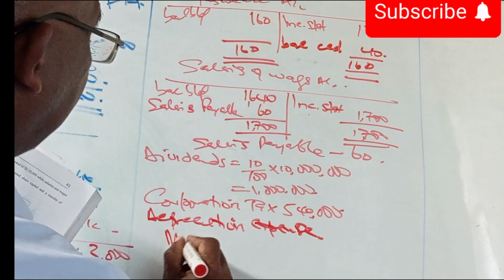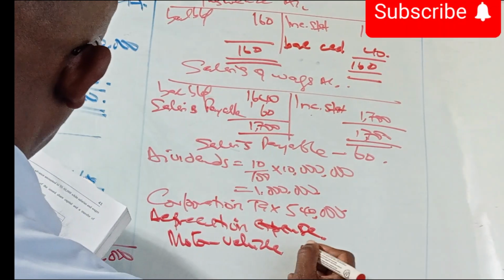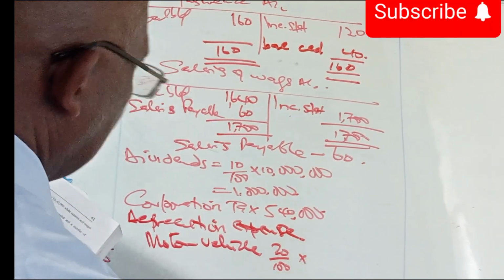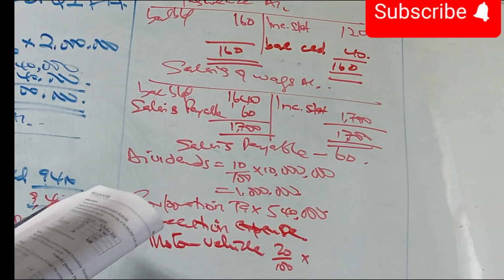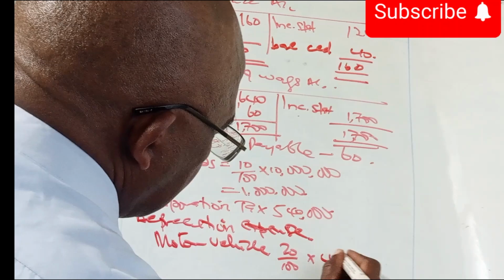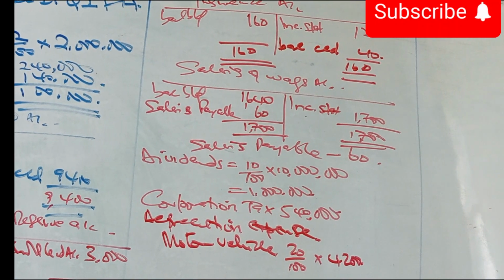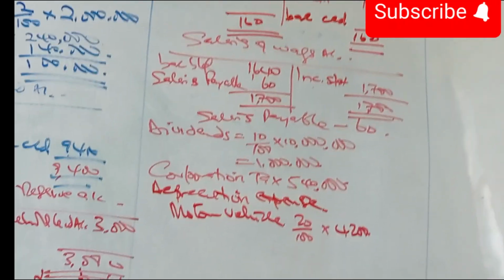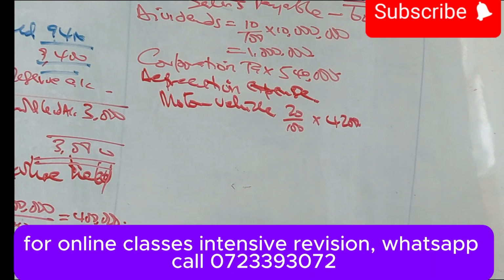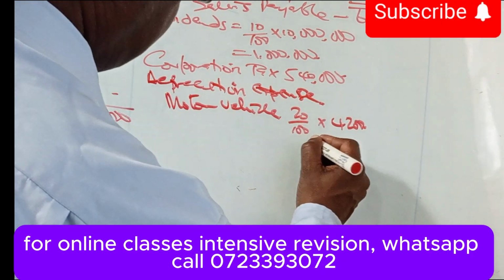You again need to be very careful. Because for motor vehicle, you are told it is 20% on original purchase cost. 20% of the original purchase cost for motor vehicle, which is 4,200. So 0.2 of 4,200, we get 840. You get 800 and 40. You get 840.